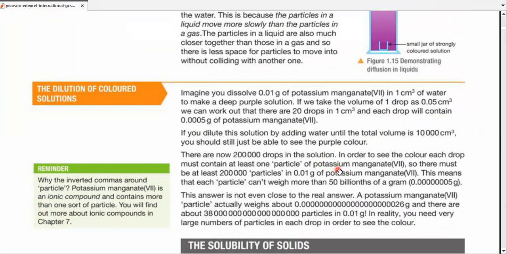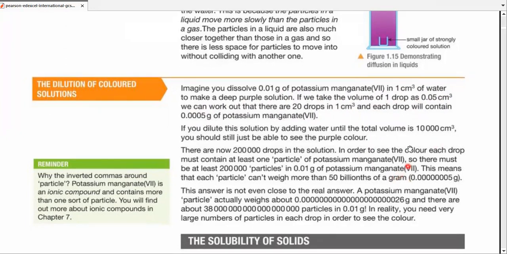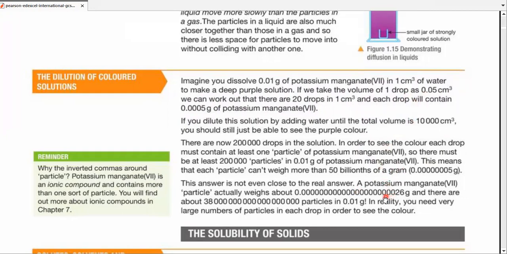That's why we have stirrers in the lab, to stir them up to make sure that we can dilute a colored solution. This example is pretty good to understand. Imagine if you dissolve 0.01 gram of potassium manganate(VII) in 1 cubic centimeter of water to make a deep purple solution. If we take the volume of 1 drop as 0.05 cubic centimeter, we can work out that there are 20 drops in 1 cubic centimeter, and each drop will contain this much of potassium manganate. This is very easy and simple mathematics, and we can always work with this kind of mathematics to come up with the answers of how much a substance is present in a specific solution. Although you're not going to do that, they're just giving you an example. You're going to go with much easier processes than this one, right?